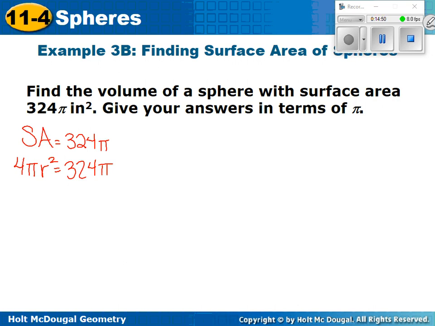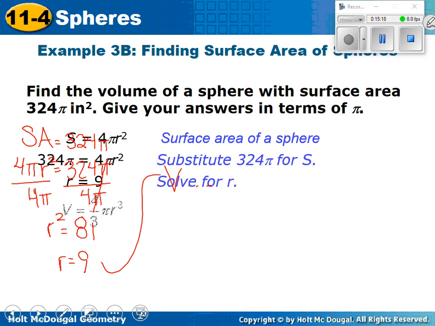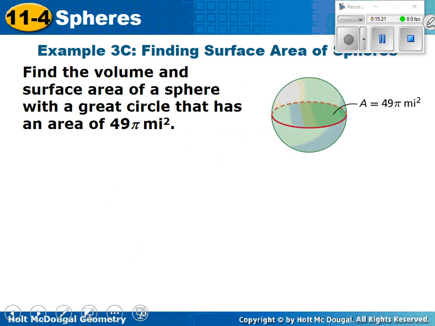Divide by 4 pi. And what do you get? 81. So what's the radius? 9. And then from there you can plug that in to find the volume. Is that okay? So I'm going to stop just so I don't waste time and give you time to practice. Okay? So then I'm just going to plug into volume. Keep going. And again, these are filled out in the notes, so if you want to check anything, you can look at the filled in notes. Okay, what is different on this one? What are they giving you here?